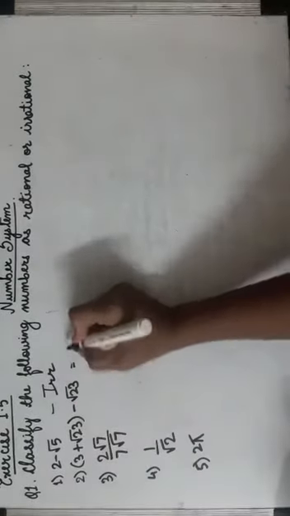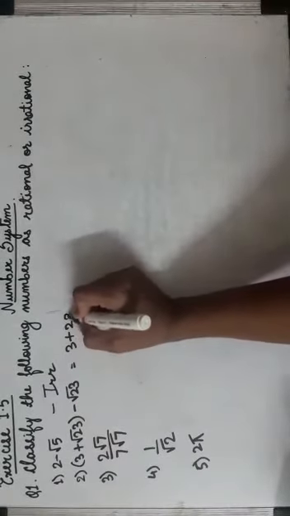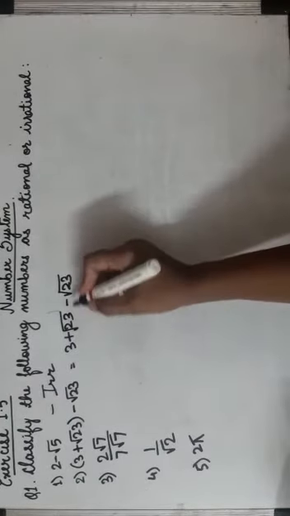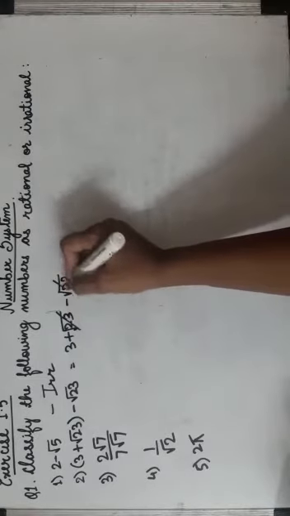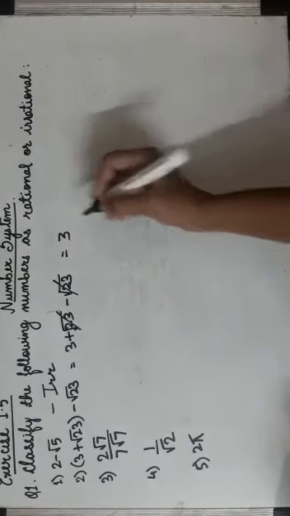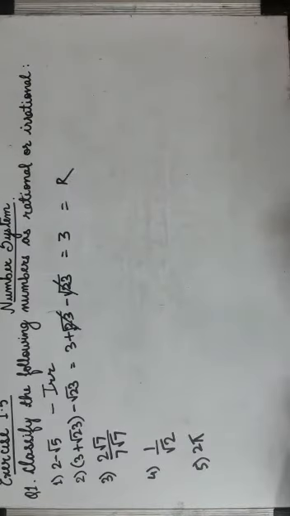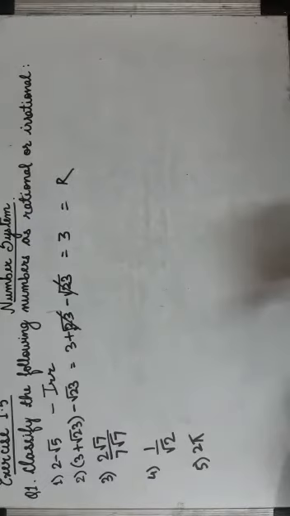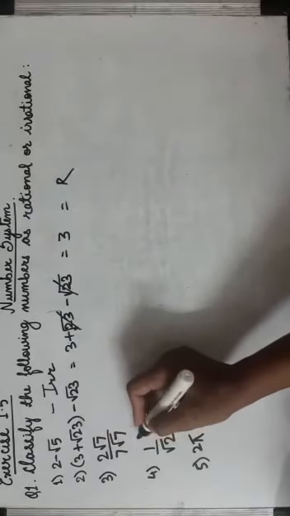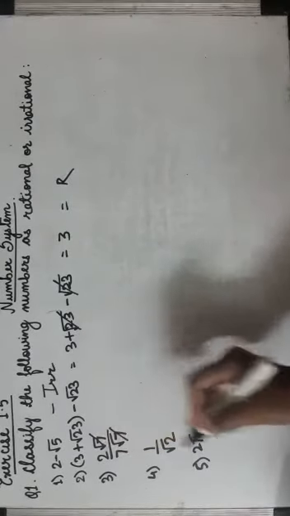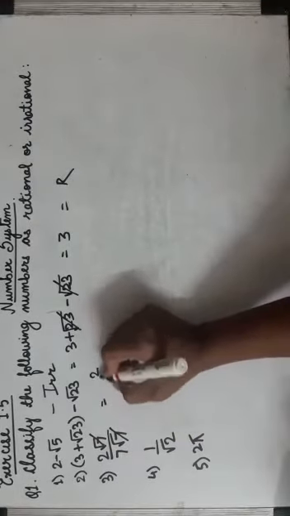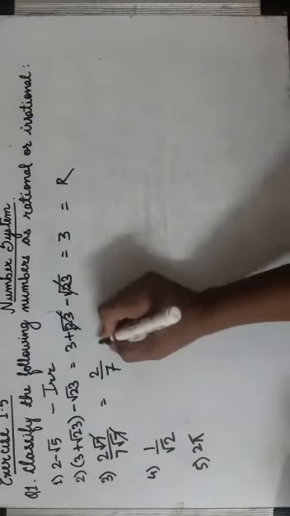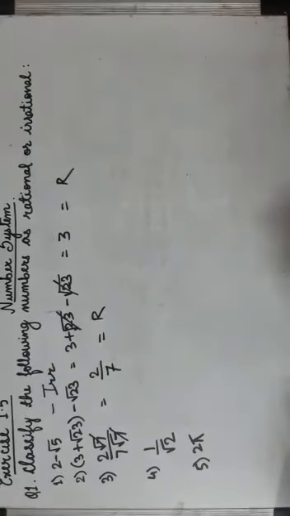Then the second one, 3 plus root 23 minus root 23. Root 23 minus root 23 will get cancelled, and what will remain? 3, and 3 is a rational number. Then the third question is 2 root 7 upon 2 root 7. It is division. Root 7 will get cancelled, and the result will be 2 by 7, which is in the form of p by q. Again it is a rational number.